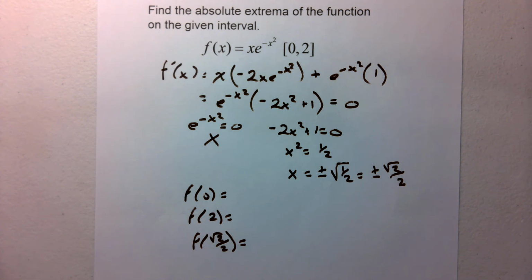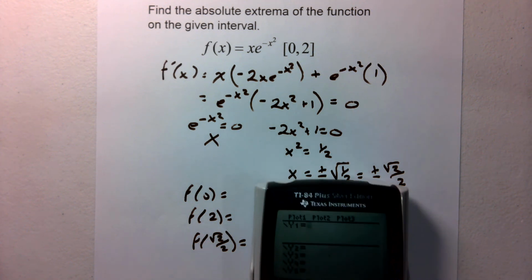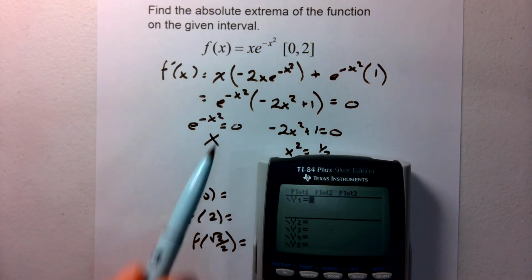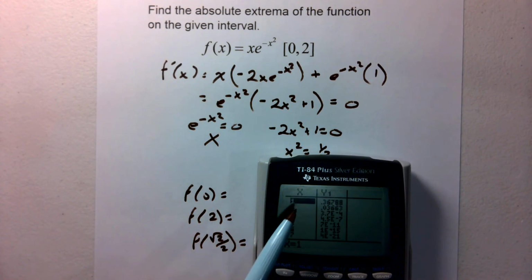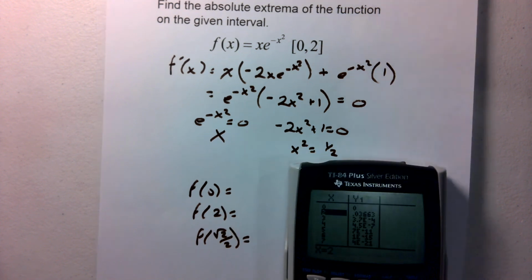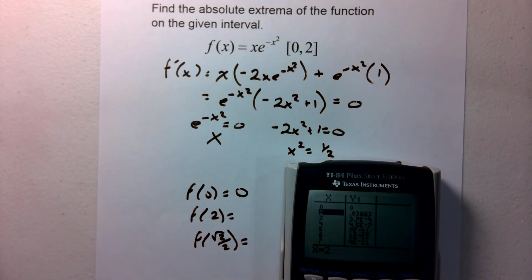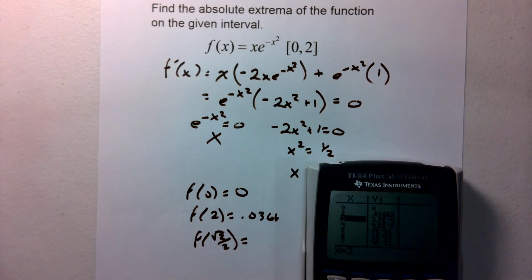So what I would suggest is that you go ahead and throw this into our calculator. I'm going to go to my y equals, and I'm going to type in that function, x e to the -x squared. And I'm going to go ahead and do my table, because I have it set up for ask table, so you can type in whatever number you want. I'm going to type in 0, and I get 0. I type in 2, oh, there it is, 0.0366.